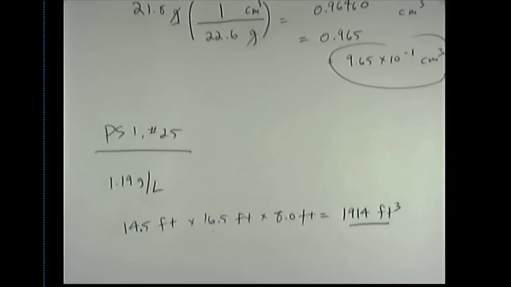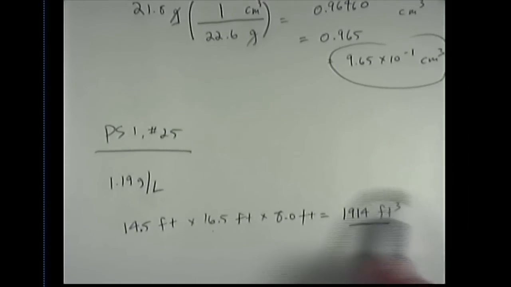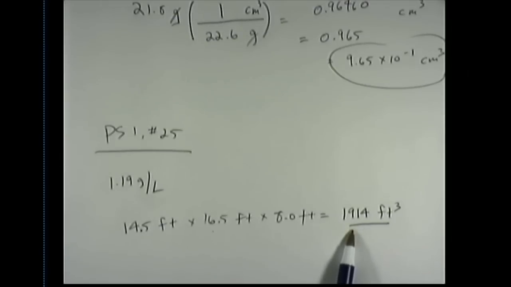Now, in order to properly do this, I need to remember the total number of significant figures that I end up using here, I'm going to go ahead and pause on that. So here's a volume of a room, 1,914 cubic feet. The question is, what is the total mass of the air that occupies that room?